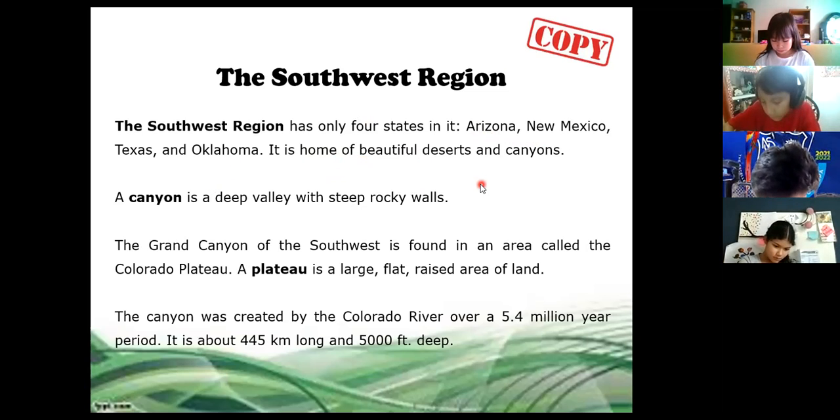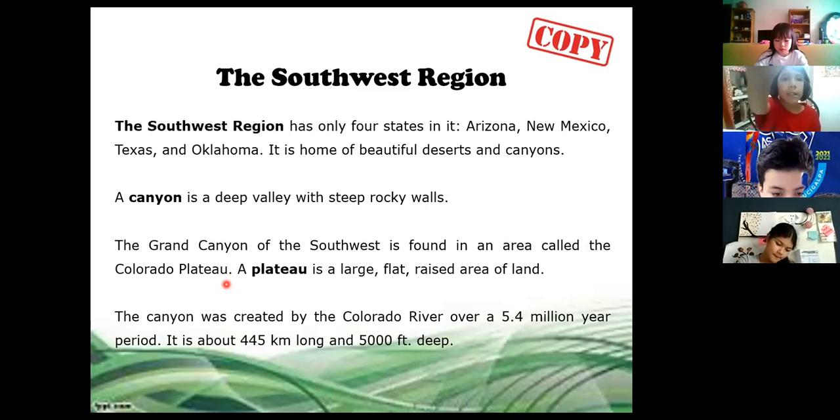It is home of beautiful deserts and canyons. What is a canyon? Well, we need to write a definition. A canyon is a deep valley with steep rocky walls. The Grand Canyon of the Southwest is found in an area called the Colorado Plateau. So the Grand Canyon is in this region, the Southwest region. That is the landform that we can find in that place. A plateau is a large, flat, great area of land. That is the meaning of a plateau.